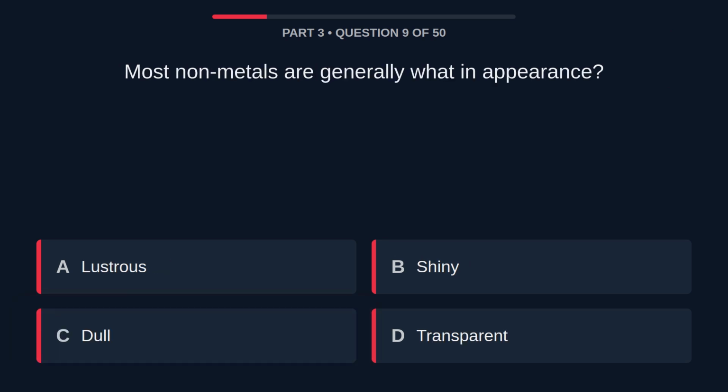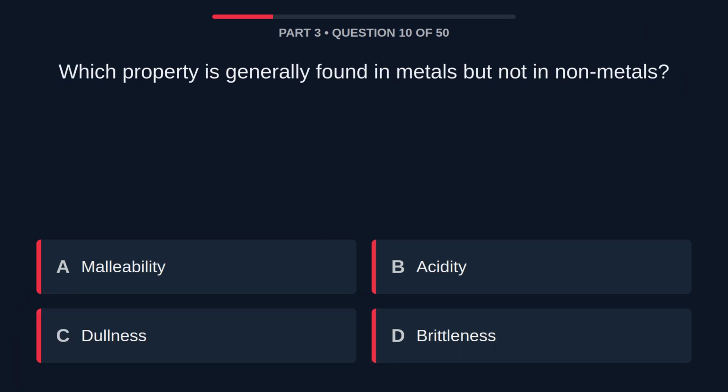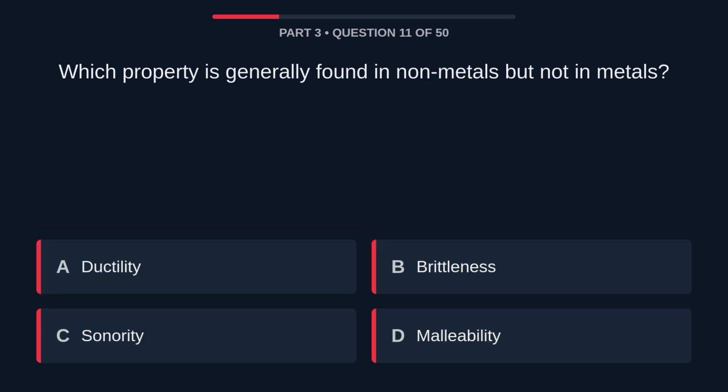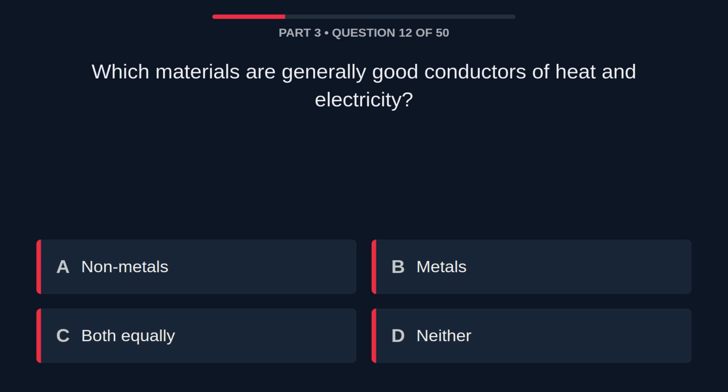Most non-metals are generally what in appearance? Which property is generally found in metals but not in non-metals? Which property is generally found in non-metals but not in metals? Which materials are generally good conductors of heat and electricity?